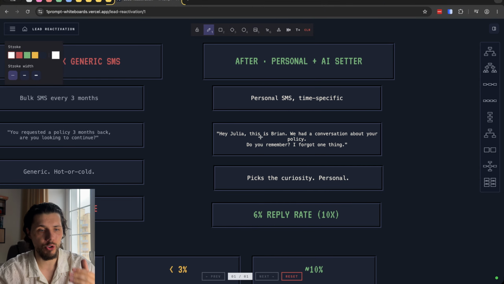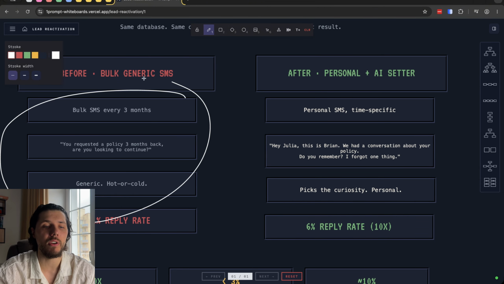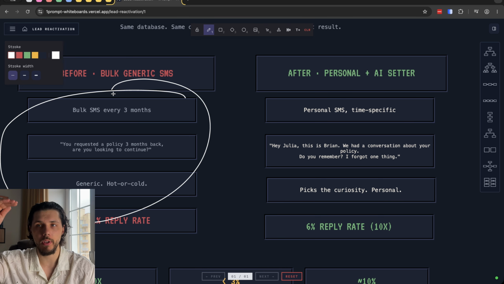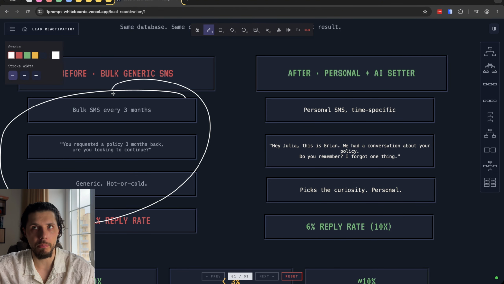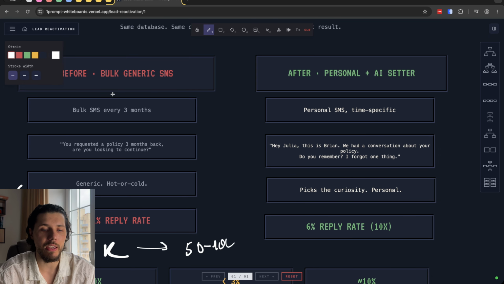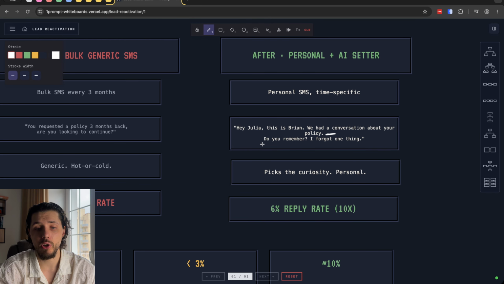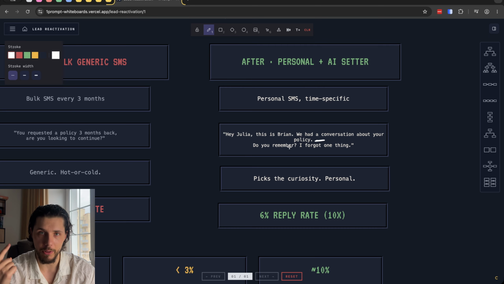Now, unfortunately, they didn't have in their CRM the actual request information, so the information from the forms that people are filling out and what type of the policy they are requesting, because if we would put it right here, it would be much better. And so like, you're gonna say, do you remember? I forgot one thing.